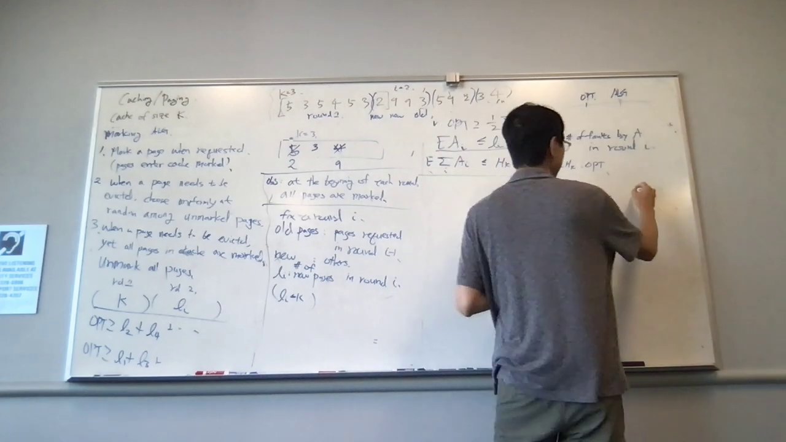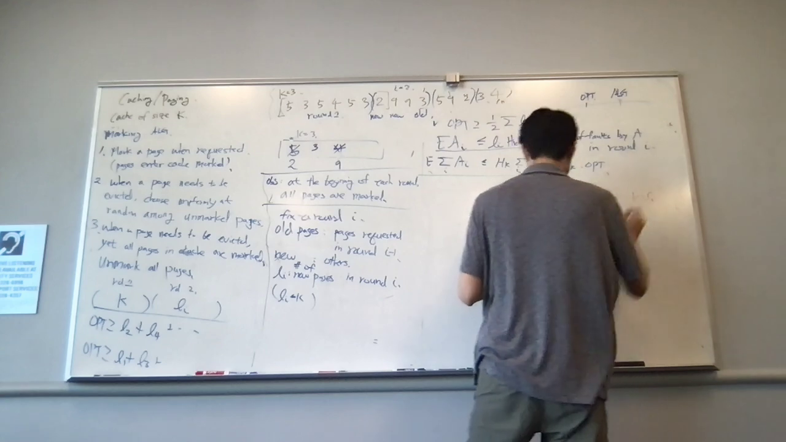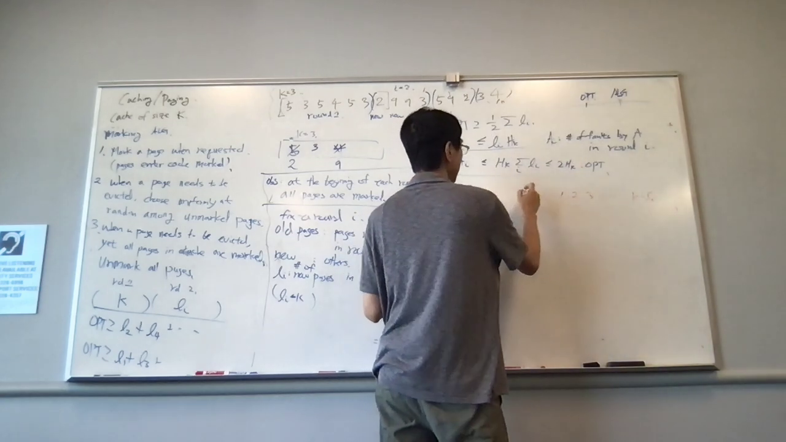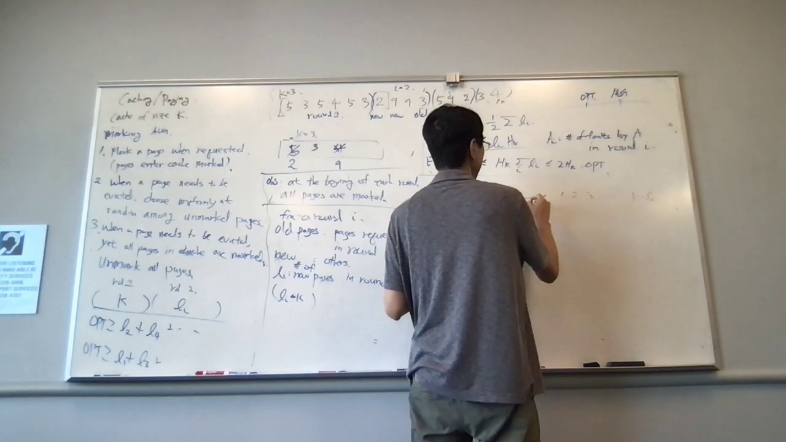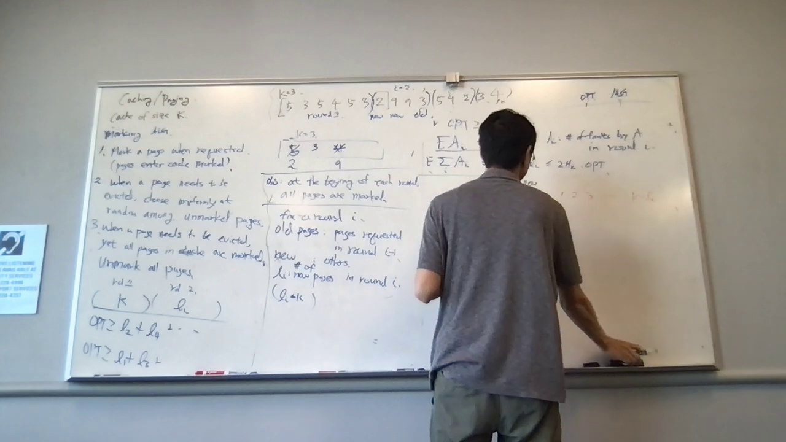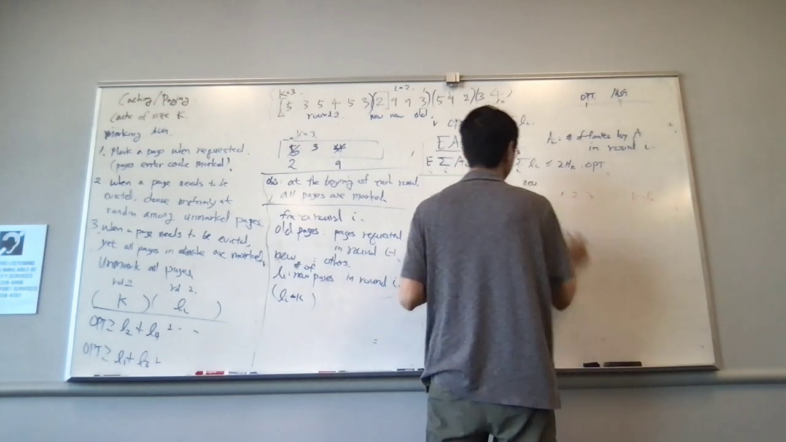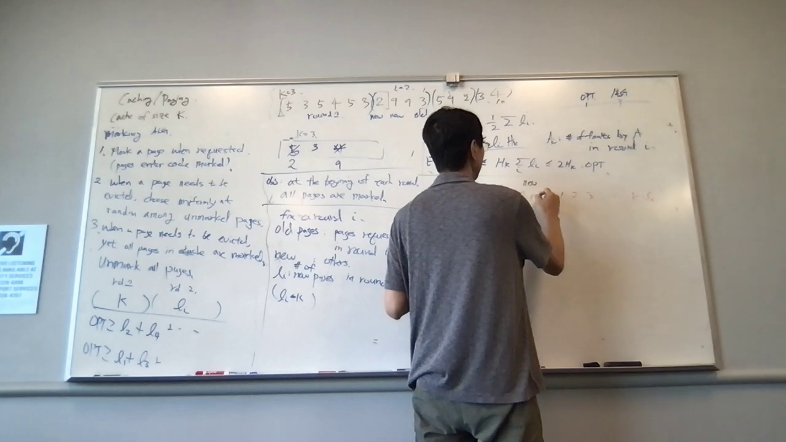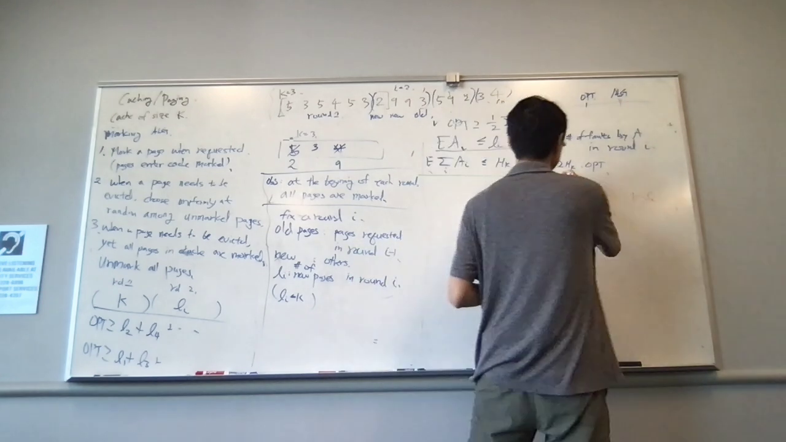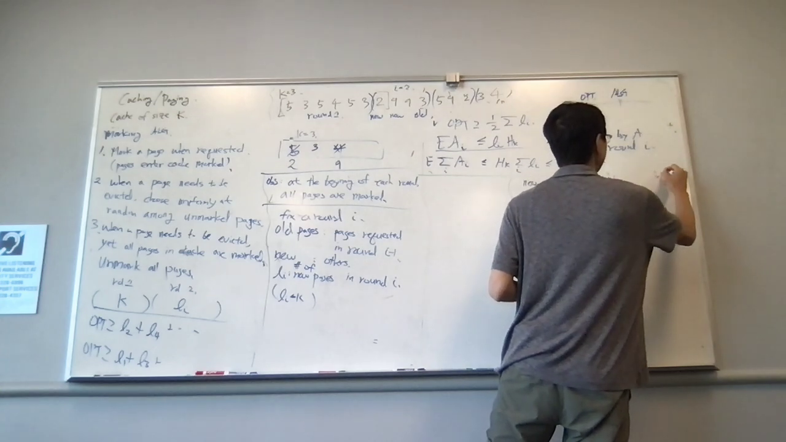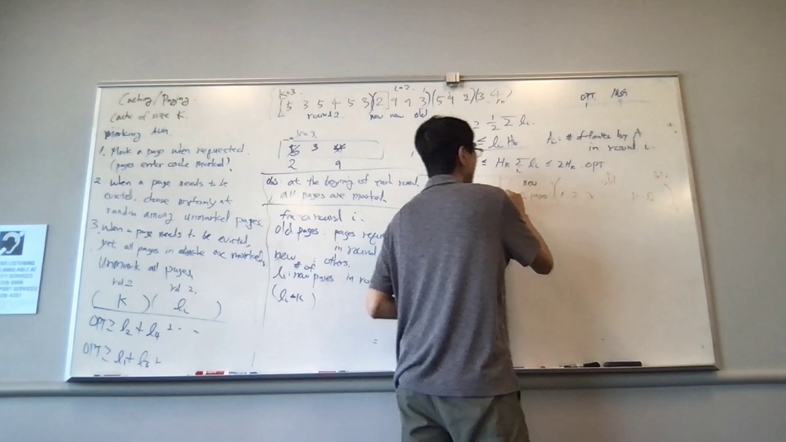So k minus Li, and these are mu. These are odd. Okay. This is round I.